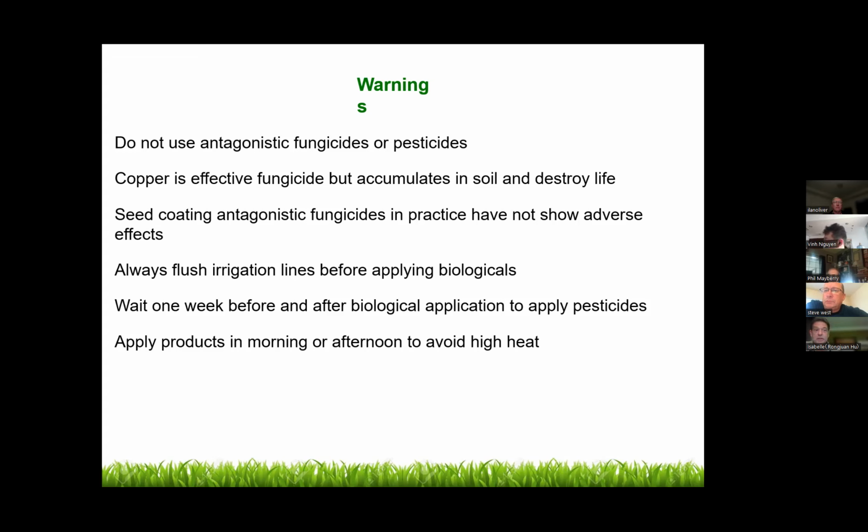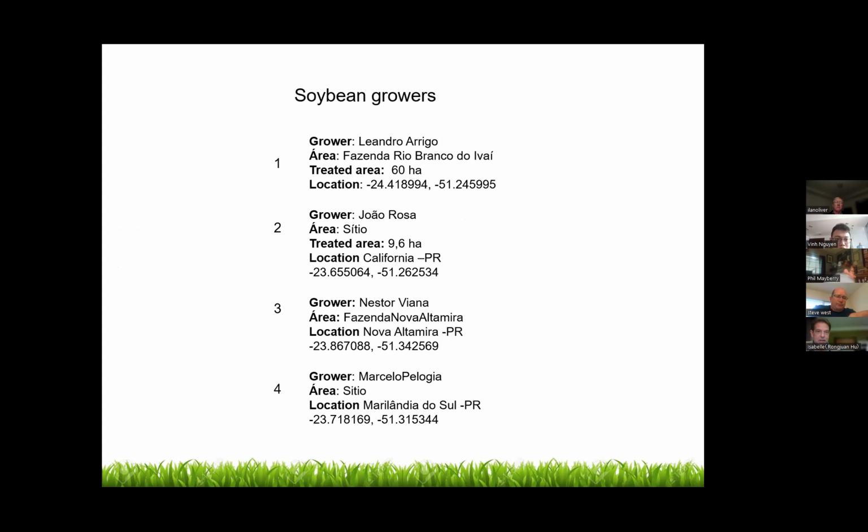We can use seeds that are coated with fungicides, and we have had no adverse effects. We recommend always flushing irrigation systems. We don't know what's in there. Wait 1 week before application of chemicals and apply early in the morning or afternoon to avoid the heat. And with those considerations, we can guarantee very good results.